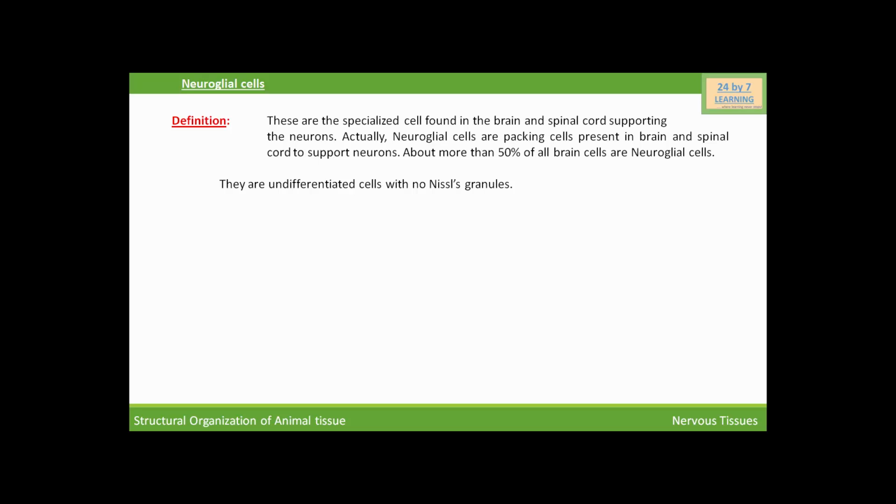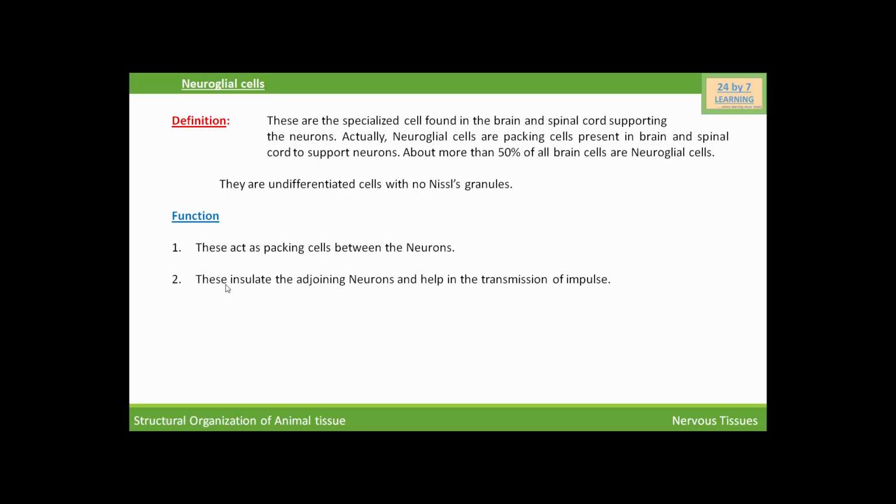What are the basic functions of neuroglial cells? Here we discuss. These neuroglial cells act as packing cells between the neurons. Next function is that they insulate the adjoining neurons and help in the transmission of impulses. They provide nutrition to the neurons. They act as phagocytes and eat up microbes. That means they clean the nervous system.